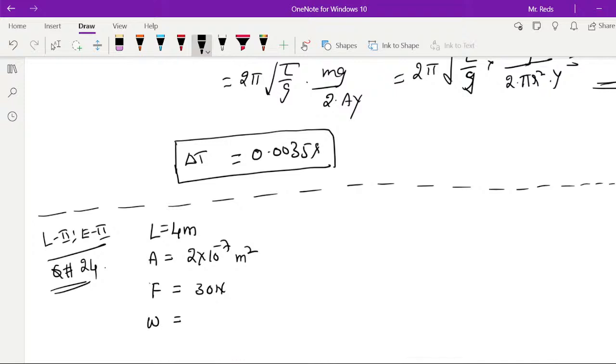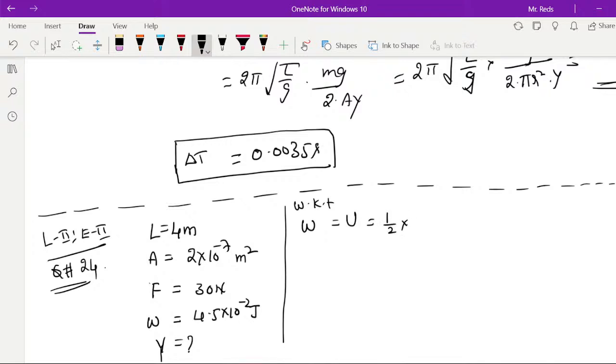work done is nothing but potential energy, of course, equal to 4.5 into 10 to the power minus 2 joule. Then what should be the Young's modulus of the wire is the question. Yes, directly let us try to understand this. Here work done means potential energy. We know that work done is equal to elastic potential energy, which is half into stress into strain into volume. Remember this, then try to modify it to your required form.